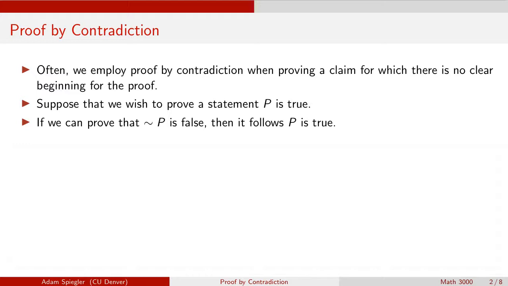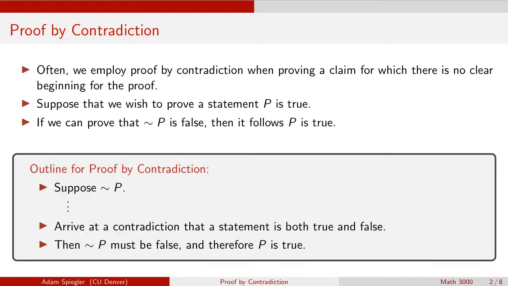And here's how we can prove a statement being false. Here's an outline for proof by contradiction: we suppose the negation of the statement we're trying to prove. Then based on that assumption, we go through a series of arguments that hopefully get us to arrive at some contradiction, that some statement is both true and false at the same time. And once we realize that our initial assumption leads to a contradiction, that original assumption, the negation of P, is false, and thus the original statement we were trying to prove, P, is true.